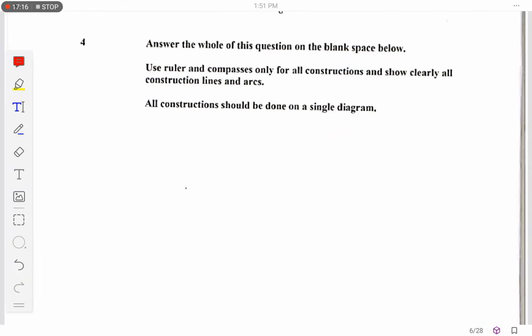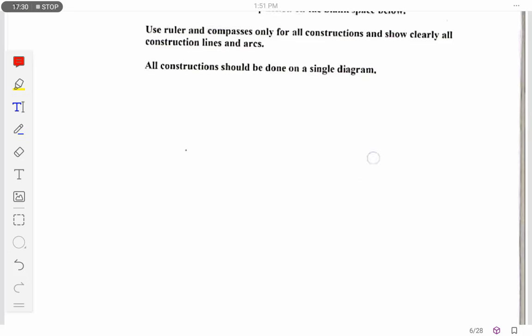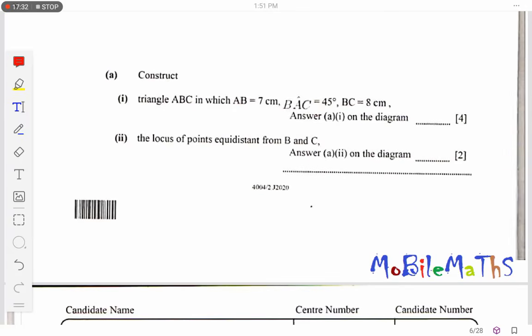Now we are looking at construction. Okay, so let's do our construction on this page. Let me just open the question. Construct. So whenever we have such a question, it is good to just have a sketch of the diagram.